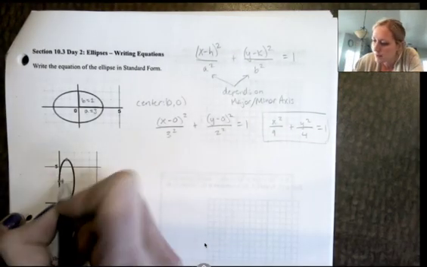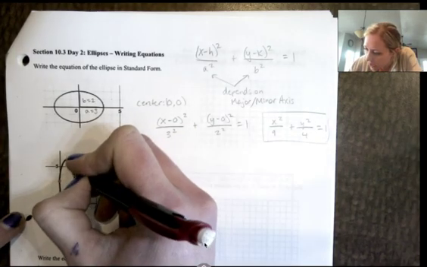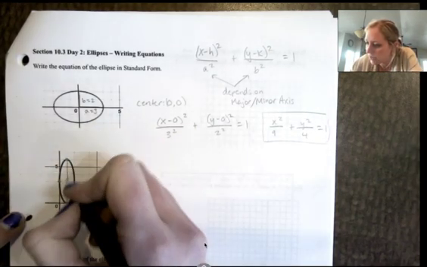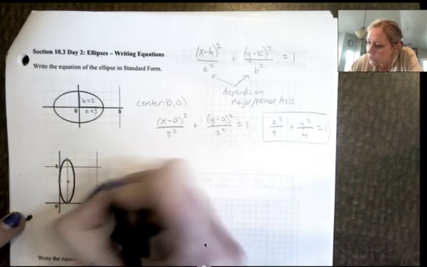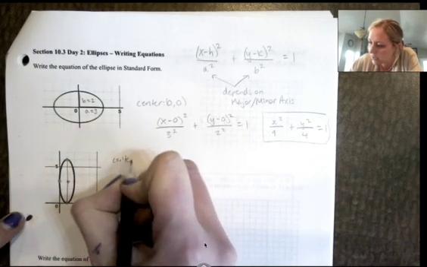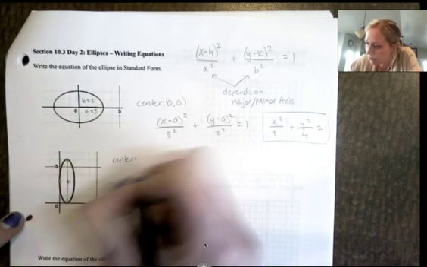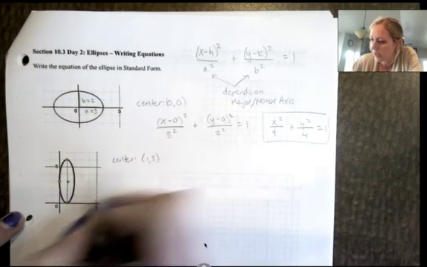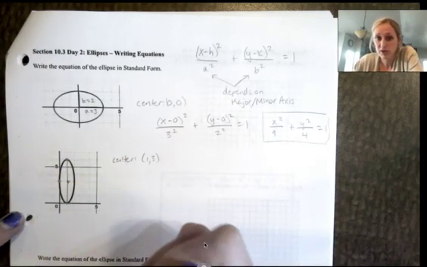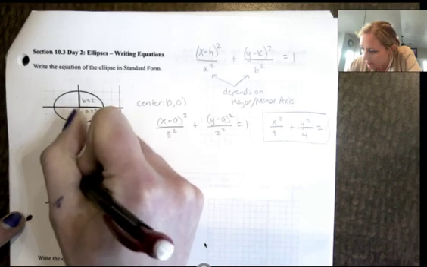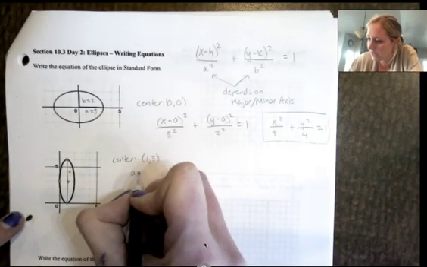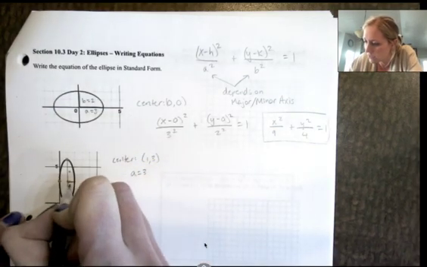Okay, this time the major axis is from here to here. Halfway through that is the center. So our center here is at 1, 3. Okay, A then is vertically oriented. Here's A again. It looks like A is 3 and then B is 1.